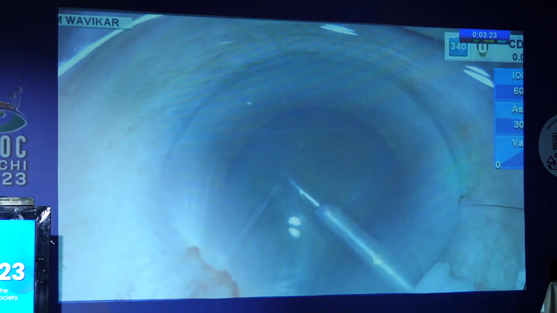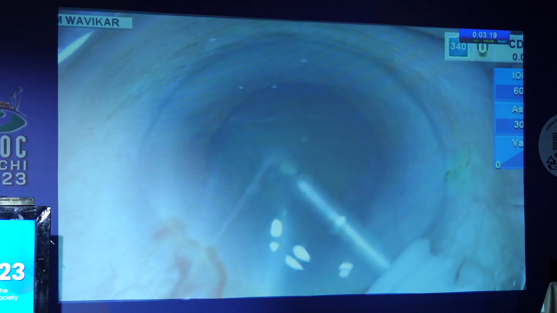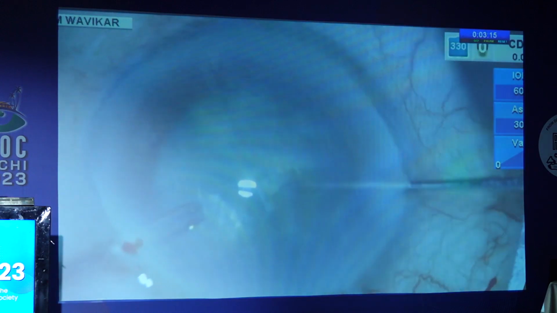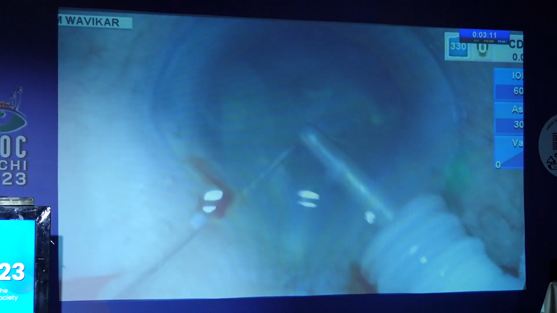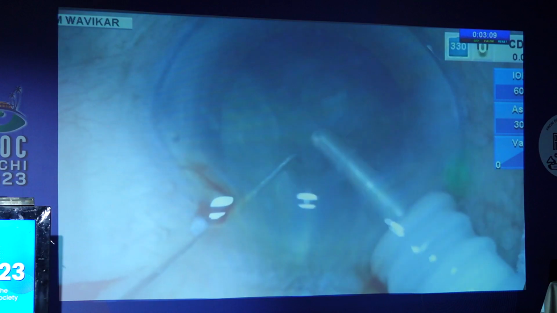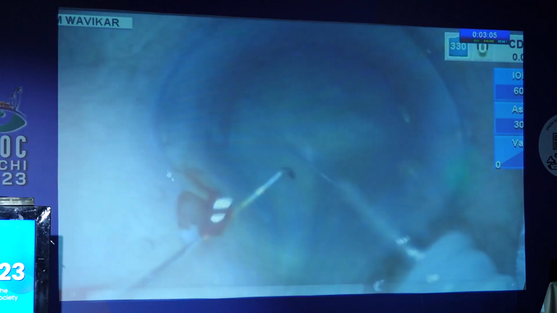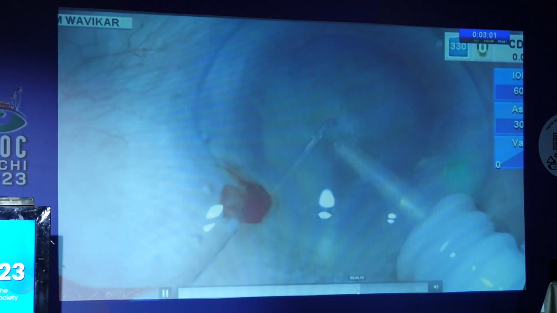And now the second instrument comes, so that you don't allow the nucleus to pop up. And then do the second maneuver again. Separate the 2 nuclei. Go on to the other side, again you do the re-chop and complete the procedure. I'll just show you the part of the video, the phaco, so that you understand how easy it is to do the phaco now.